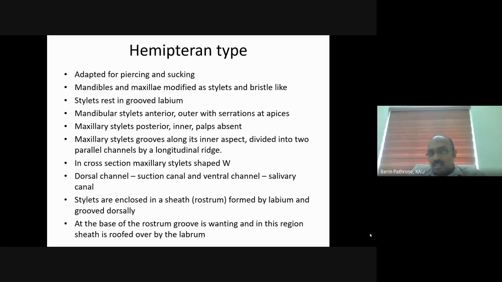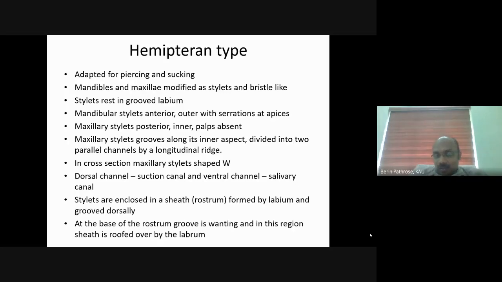First one I will discuss is the hemipteran type of piercing and sucking mouthparts. You will discuss more about hemiptera in the taxonomy class. Hemiptera means it is bugs.